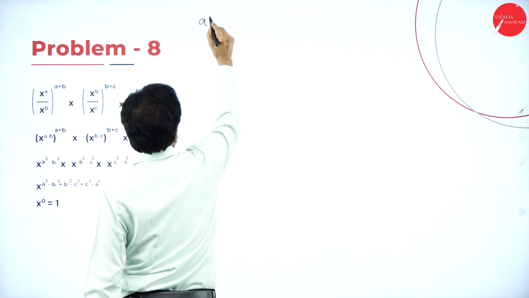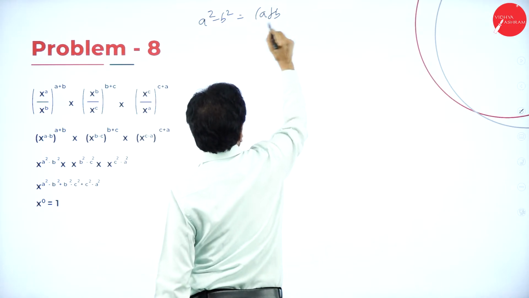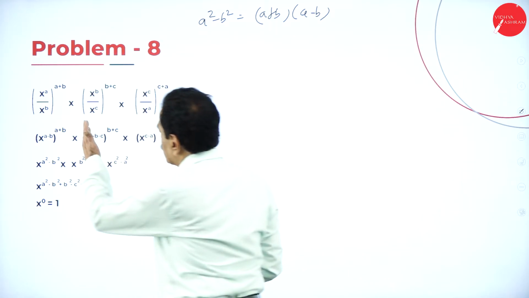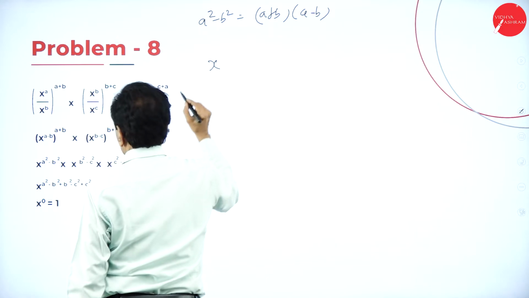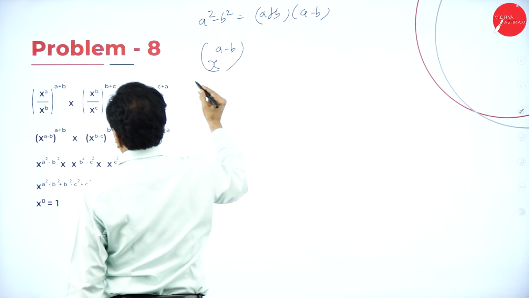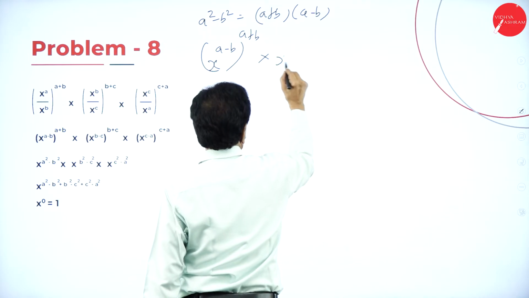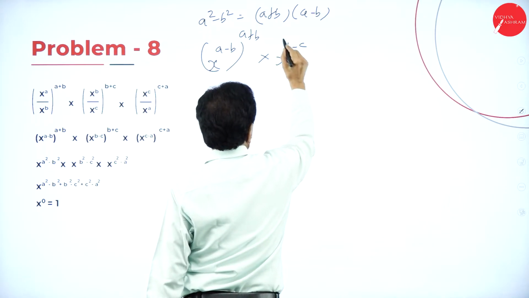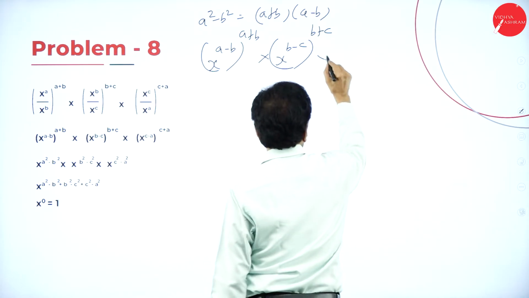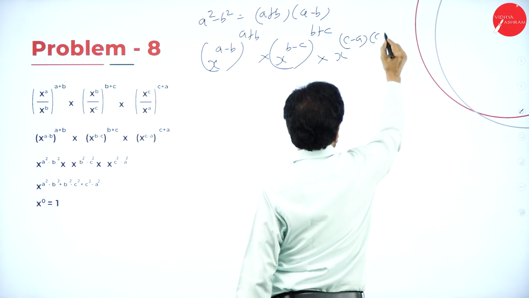A square minus B square is equal to A plus B into A minus B. Simplify this: X to the power of A minus B to the power of A plus B, then X to the power of B minus C to the power of B plus C, then X to the power of C minus A to the power of C plus A.